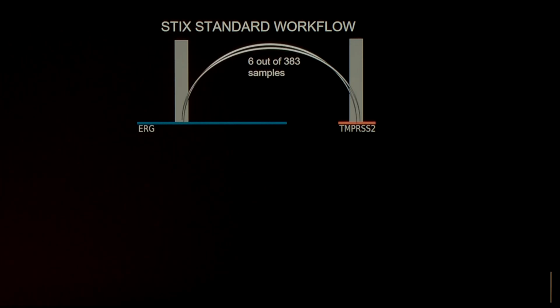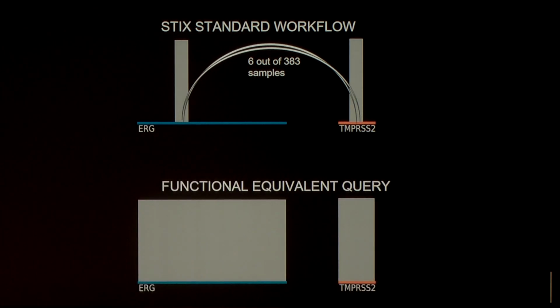So we did this analysis and were able to discover it in prostate cancer samples, 6 out of 383. But we know that this number would be slightly wrong, because the ERG-TMPRSS2 is pretty common in prostate cancer samples. So our solution to this is to use something called functional equivalent query, where instead of querying just certain query regions, breakpoints, we query entire gene bodies to find any evidence that supports this variant.